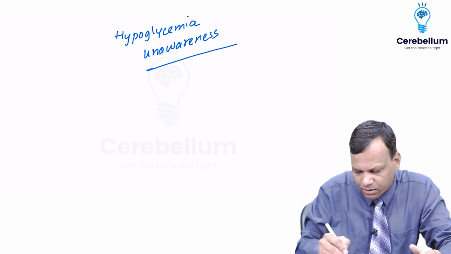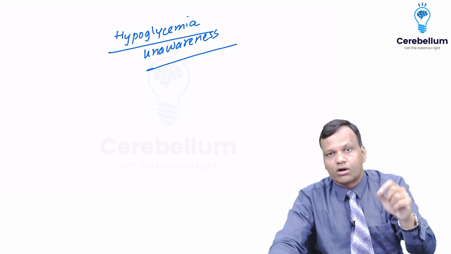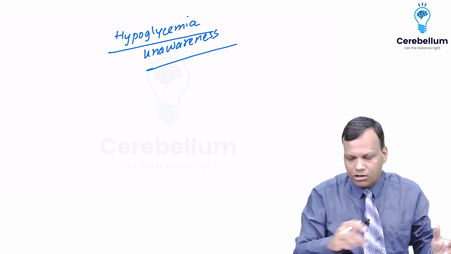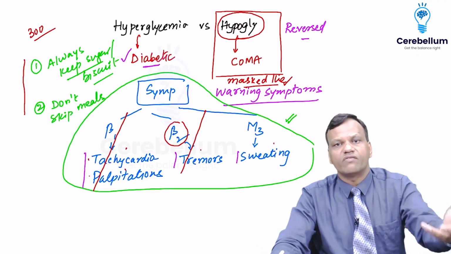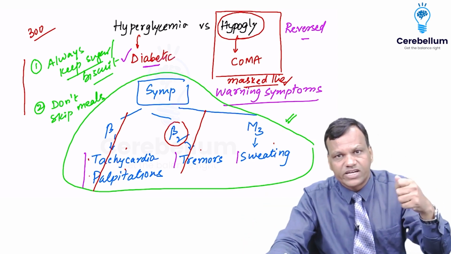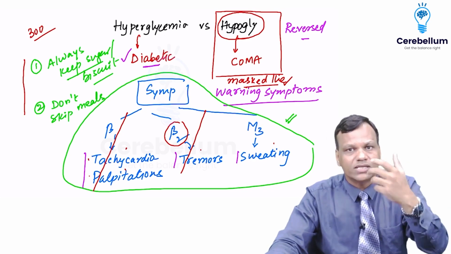Hypoglycemia unawareness, the name tells that hypoglycemia is present but the person is not aware. Normally the person becomes aware because of symptoms. Now because beta blockers have masked the warning symptoms, the person is unaware of hypoglycemia. Whenever the symptoms come, the person will take sugar or a biscuit, but now the person will not take it because the person does not know that this is happening.